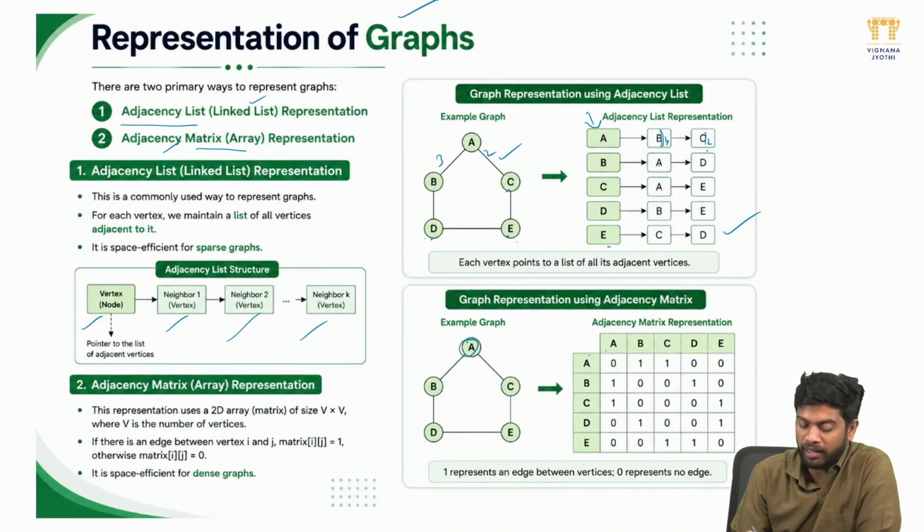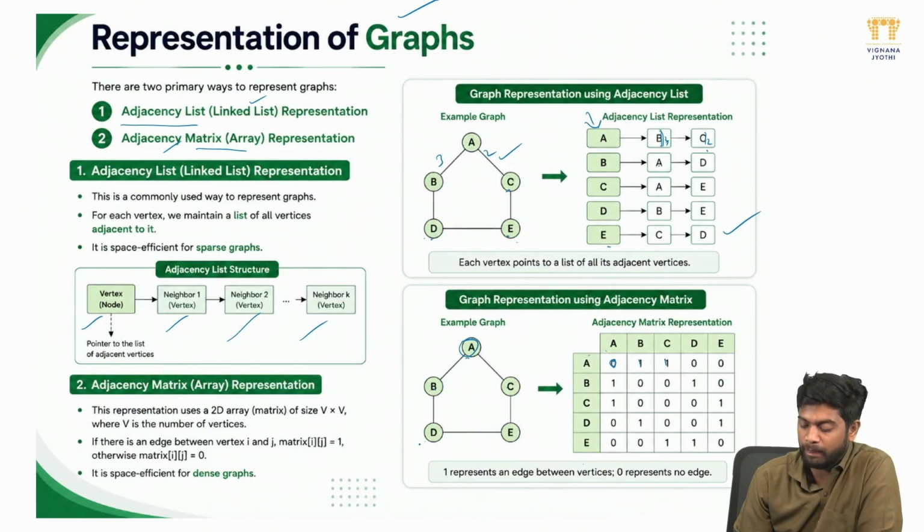If there is a self loop, or if there is a path, that could be represented with 1. If there is no path, that could be represented with 0. Assume that from A to A there is no path, that's why we are representing it with a 0. A to B we have a path, so we can represent 1. A to C we have a path, 1.